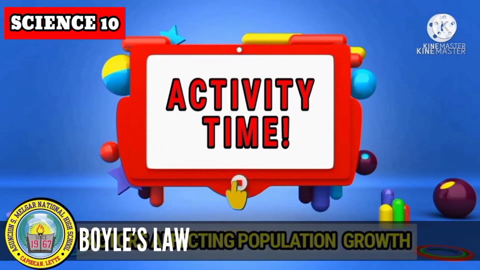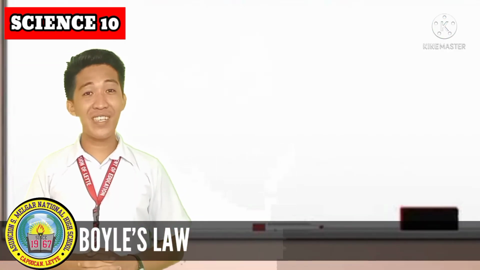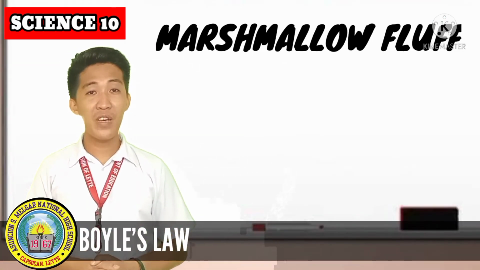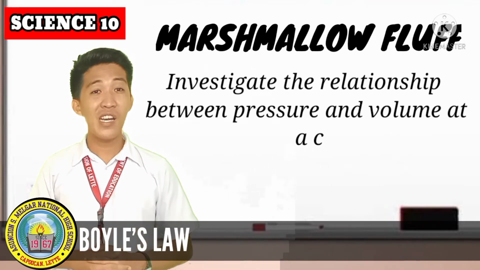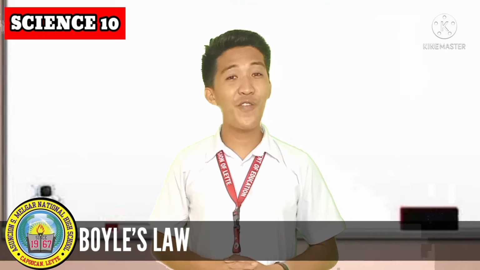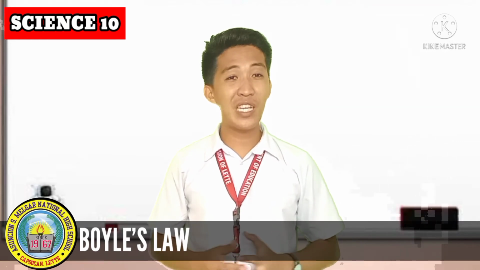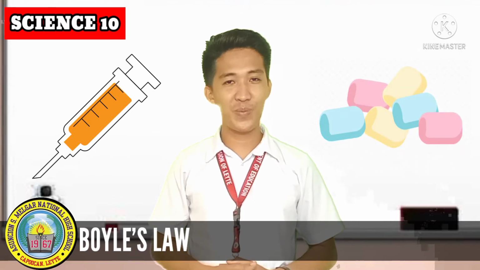Activity time! This activity is entitled Marshmallow Fluff, and the objective of this activity is to investigate the relationship between pressure and volume at a constant temperature of the gas. And for this activity, we're gonna be needing the following materials. We're gonna be needing a syringe without a needle and marshmallows.